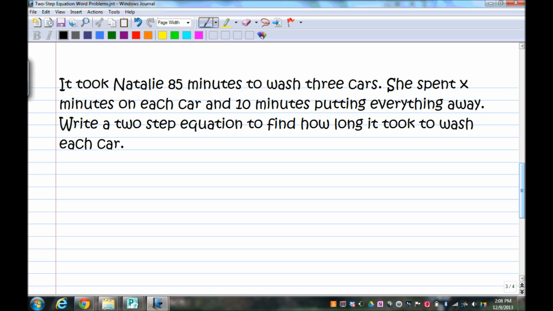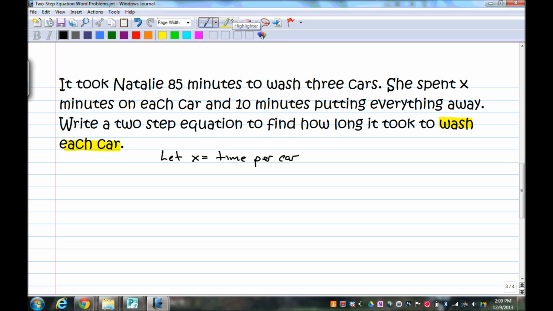Alright, it took Natalie 85 minutes to wash 3 cars. She spent X minutes on each car and 10 minutes putting everything away. Write a two-step equation to find how long it took to wash each car. Okay, so here again, key information. Let's go to the last sentence, right? What are we looking for? Wash each car. So that would be for my let statement. Let X equal the time per car.